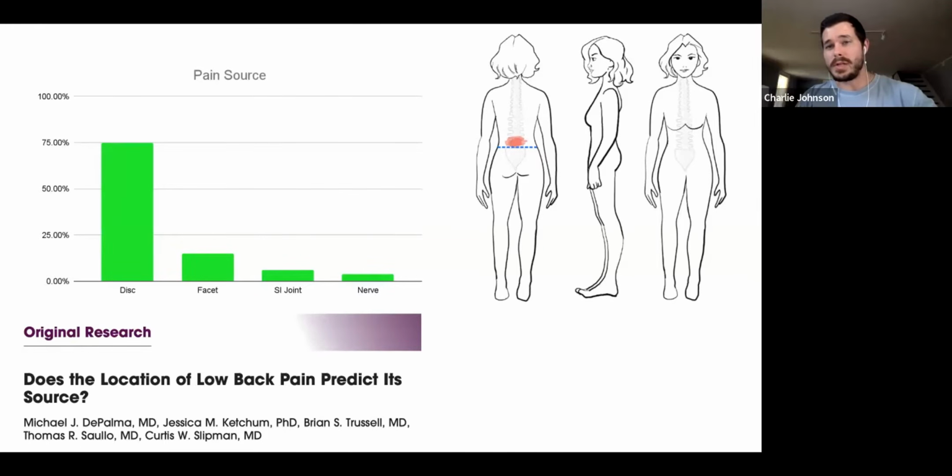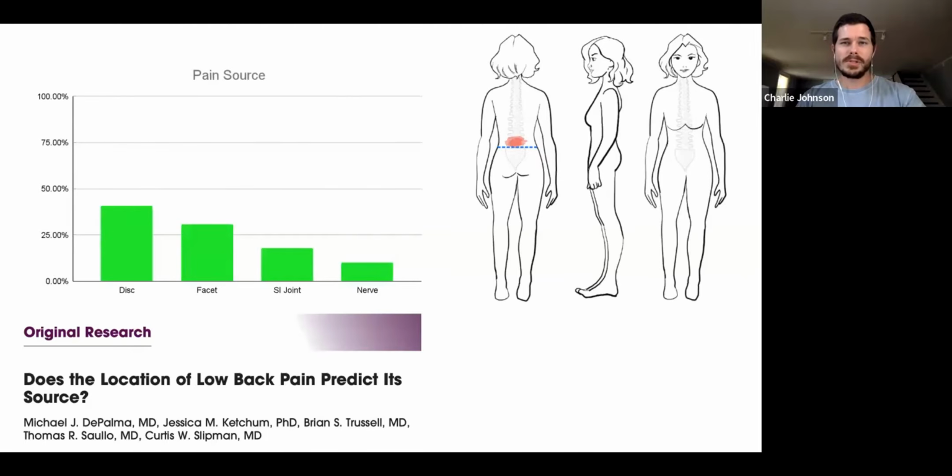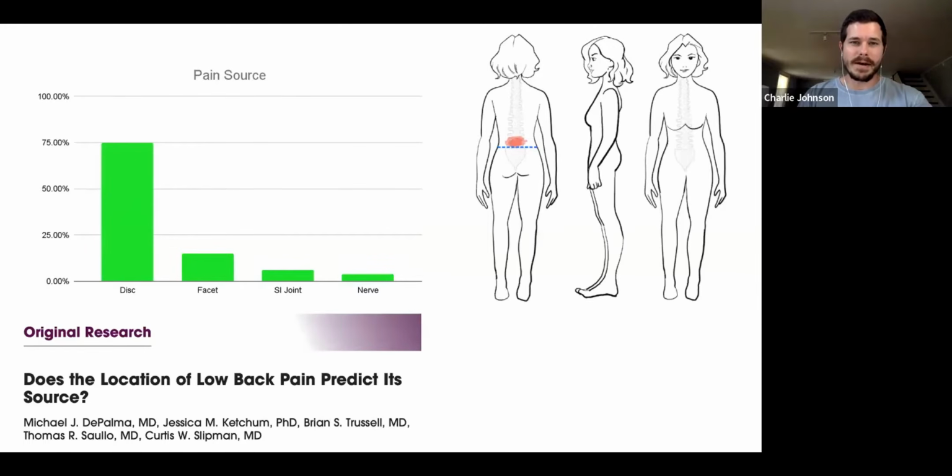Nerve usually goes below the level of the knee into the foot, causes pain, numbness, tingling, right? And facet joint problems are usually just one-sided. So you can see how the probability shifts just by knowing location. How cool is that, right?